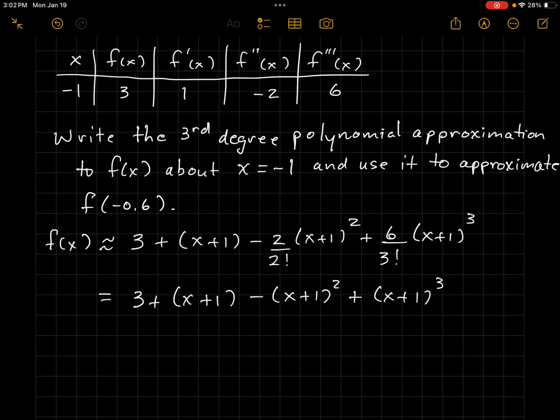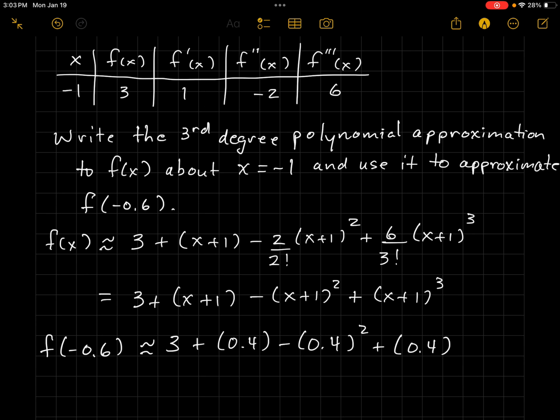And now let's use this to approximate f of -0.6, which simply means for every x, we will replace it with -0.6, which gives me 3 plus -0.6 plus 1, or 0.4, minus 0.4 squared plus 0.4 cubed.